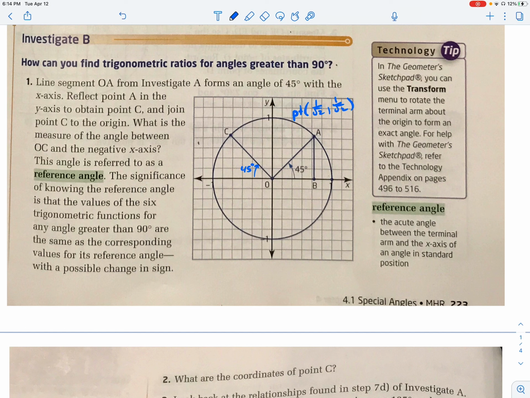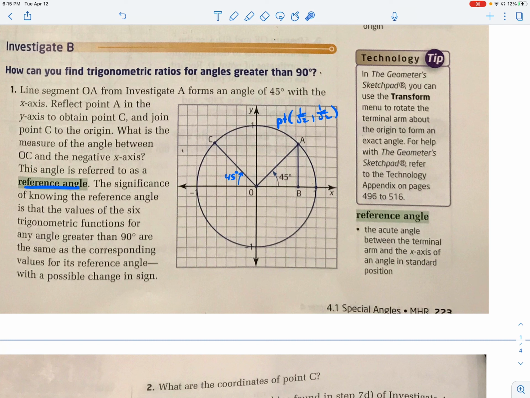It says this angle is referred to as the reference angle. So the reference angle is always the acute angle between the terminal arm and the x-axis of the angle in standard position. So what this means is if I were to draw a terminal arm with an angle greater than 90, like for example this one, this is my angle in standard position. It's probably like 135 degrees. I know you can't see that too well, but the acute angle between the terminal arm and the x-axis, that's called the reference angle.